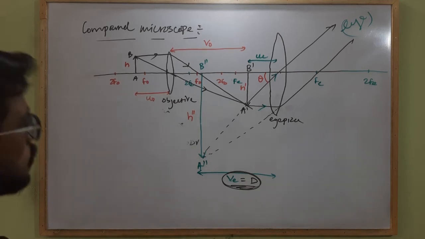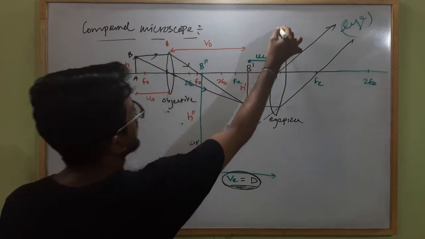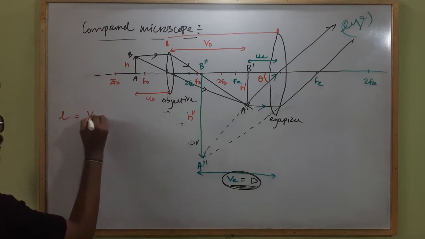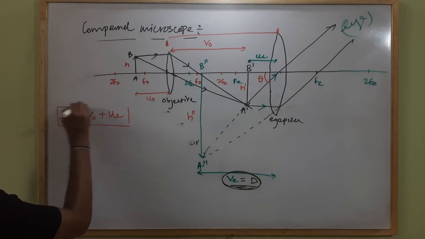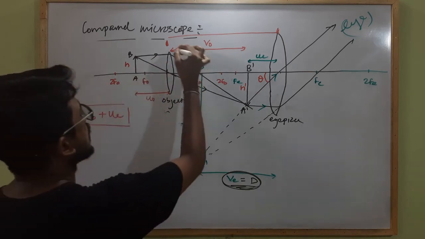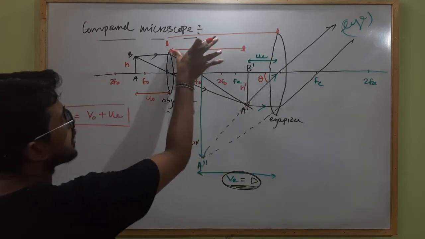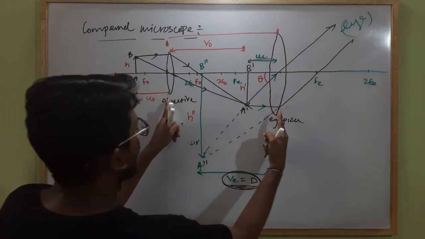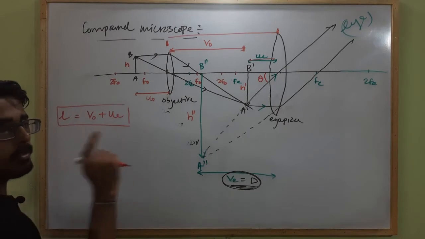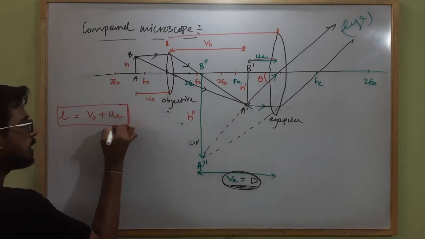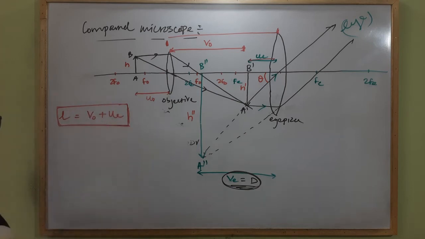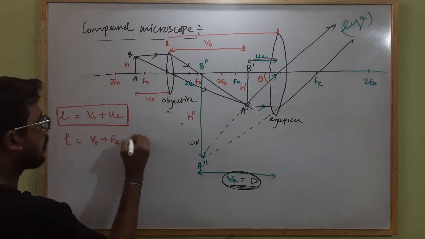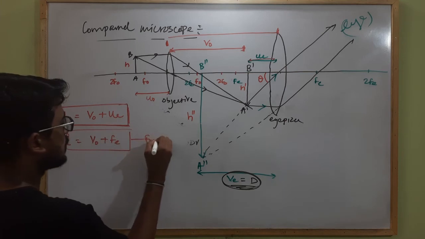So for a compound microscope, the distance between the objective and eyepiece is known as the length of the tube, which is denoted by L. So the length of the tube will be how much? V naught plus UE. This is the length of the tube for a compound microscope, because V naught is how much? The image distance with respect to the objective. What is UE? The object distance with respect to the eyepiece. So the distance between objective and eyepiece is known as the tube length of the compound microscope. So for a given compound microscope, the tube length L is denoted by how much? V naught plus UE. For normal adjustment, what is the value of L? L equal to V naught plus FE, because this is for normal adjustment.